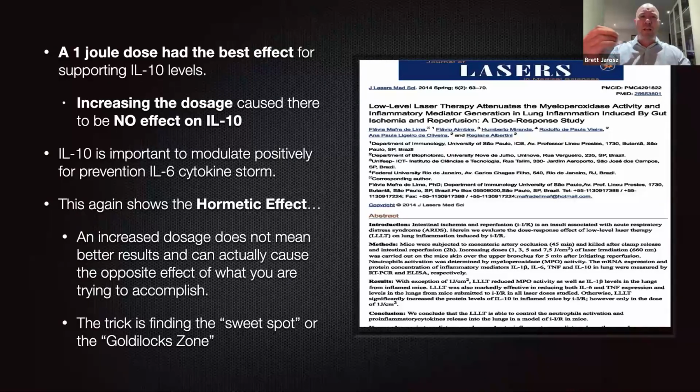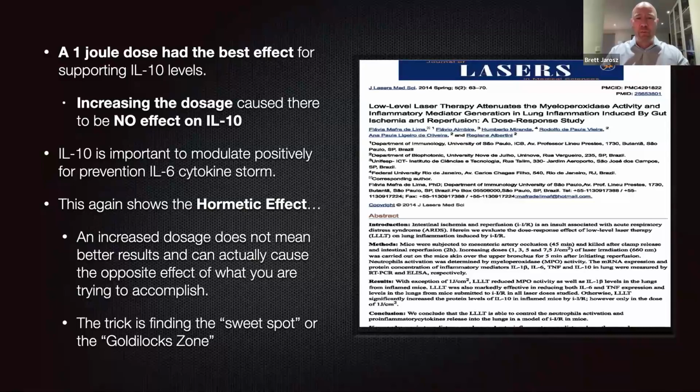So if I've got a 30-watt device and I put that on someone, I've immediately applied 30 joules in a second. All right, so I've already exceeded that joule dosage by 30 times the amount. So again, starting to understand that joule dosage with our power. Interleukin-10 is important to modulate positively for prevention of the interleukin-6 cytokine storm.